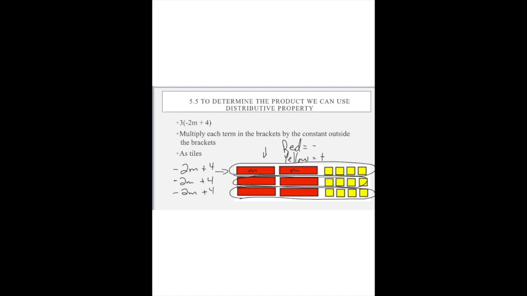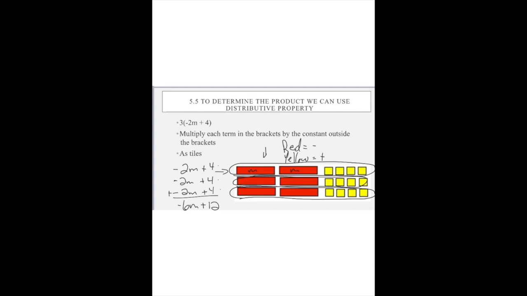So we can write this up. We could just simply add this whole thing up together. We get 4 plus 4 plus 4 would give us 12, so positive 12. And negative 2m, negative 2m, negative 2m would then give us negative 6m plus 12.